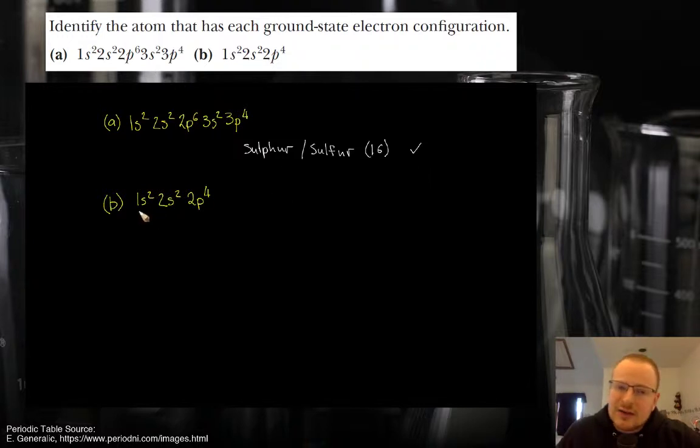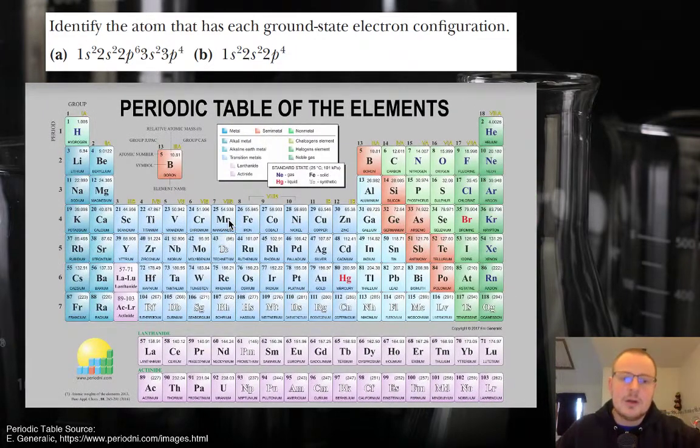Our second configuration is 1s2, 2s2, 2p4. So if we go back to the periodic table, we'll find 1s2, 2s2, 2p1, 2, 3, 4 brings us to oxygen. Now we'll find that 2p4 brings us to the element right above 3p4. And of course 4p4 would be selenium.